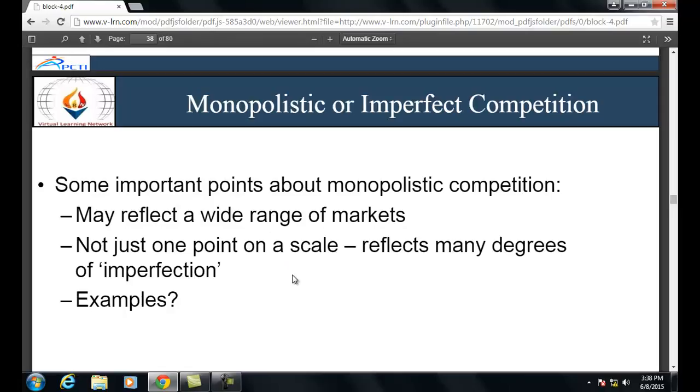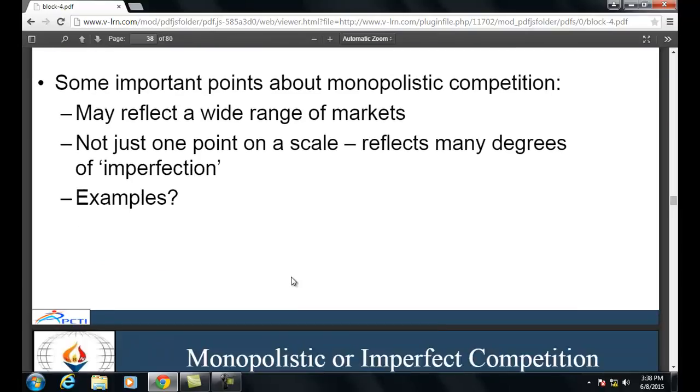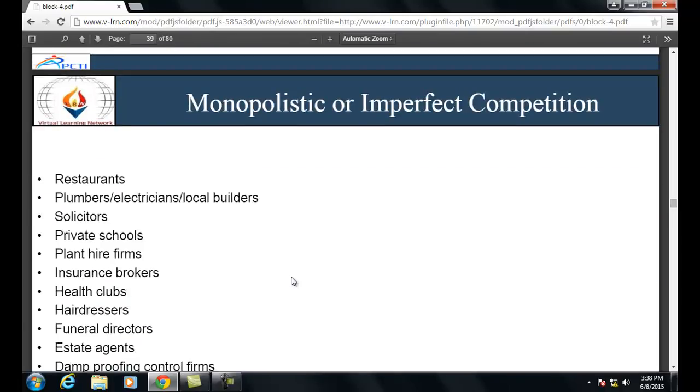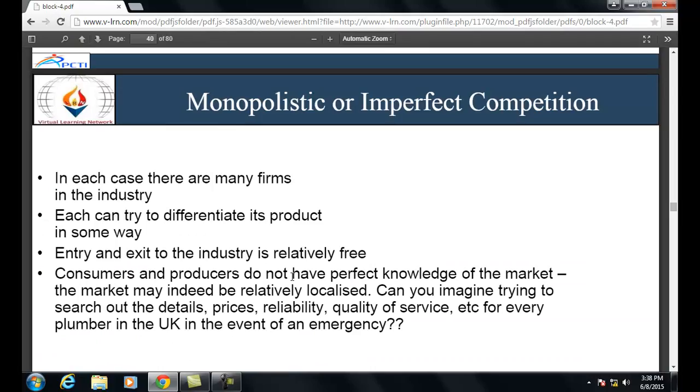Some important points about monopolistic competition: it may reflect a wide range of markets, not just one point on a scale, reflecting many degrees of imperfection. Examples: restaurants, plumbers, electricians and local builders, solicitors, private schools, plant hire firms, insurance brokers, health clubs, hairdressers, funeral directors, estate agents, damp proofing control firms, etc. In each case, there are many firms in the industry.